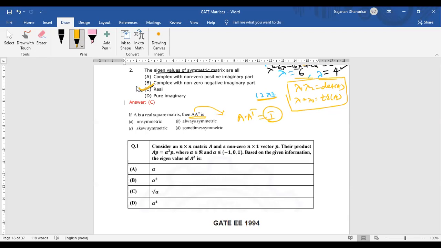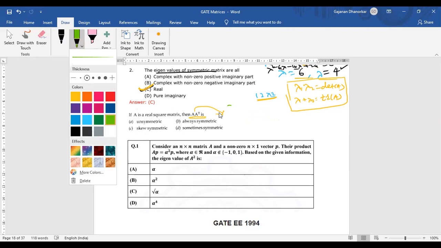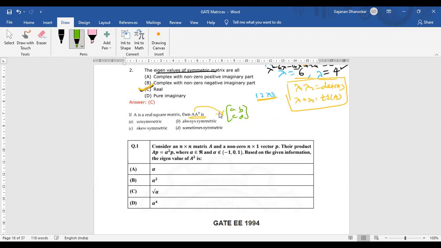But if you are not getting the answer, then you should take a simple example. I will take a simple example, and then we will try to find out. Within 1 minute, we will get your answer. I will take here A, B, C, D into its transpose A, B, C, D. Is it right? Now, what is its multiplication? A square plus B square. Here, AC plus BD.